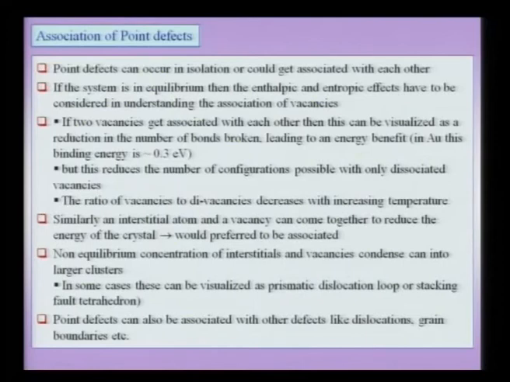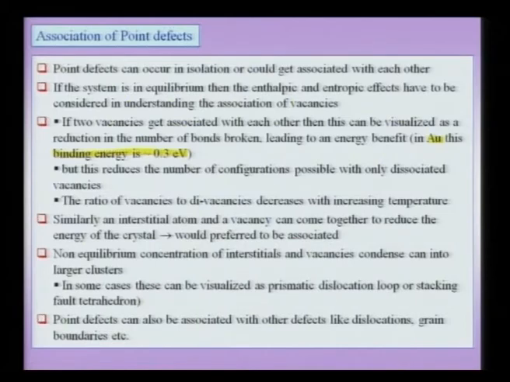For instance, suppose two vacancies get associated to form a divacancy. This would typically involve something known as a binding energy, and for instance this could be of the order of about 0.3 electron volt in gold. Now, if you want to dissociate this divacancy, that would cost me energy. So, this divacancy once formed could be stabilized because of this binding energy.